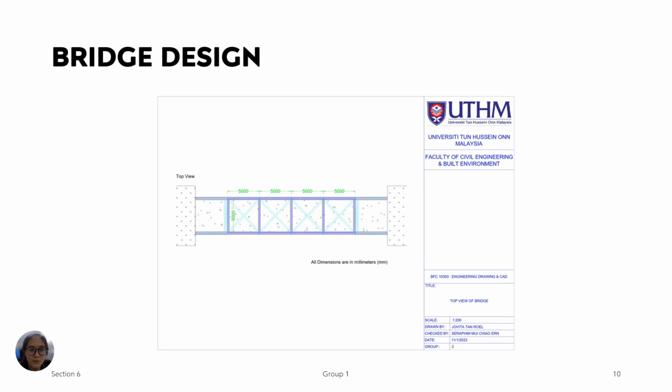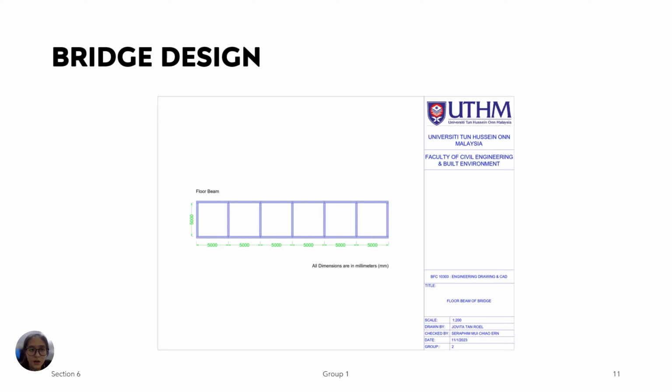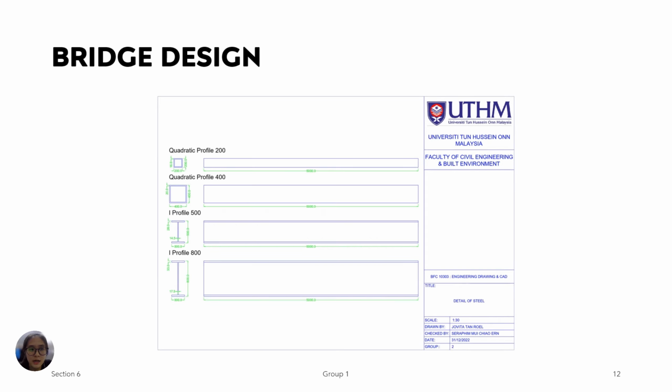This is the top view of our bridge design. Top cross bracing is considered to establish the upper edge of the truss, where this member is subjected to compressive and bending stress. This is the floor beam of our bridge design. The length of each horizontal and vertical member is 5000 millimeters. In our bridge design, different types of steel profile are used. For chord bracing, quadratic profile 200 is used, whereas for the diagonal chords, quadratic profile 400 is used. For vertical and top chords, I profile 500 is used, while for bottom chords, I profile 800 is used.